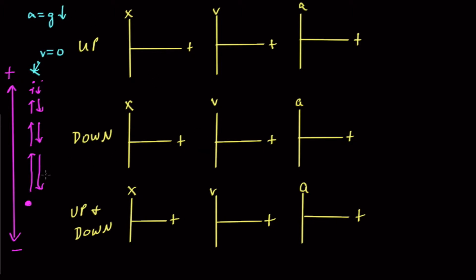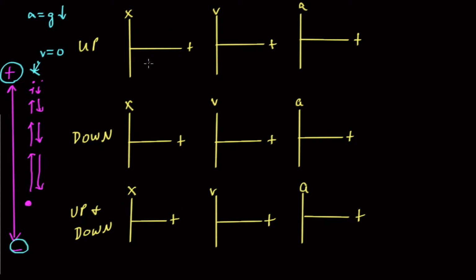So let's look at the two parts of this trip, the trip up and the trip down, and then we'll combine them. For the trip up, I have decided that upward will be positive and downward will be negative. You could do the opposite if you want. I don't know why I would, but you could.